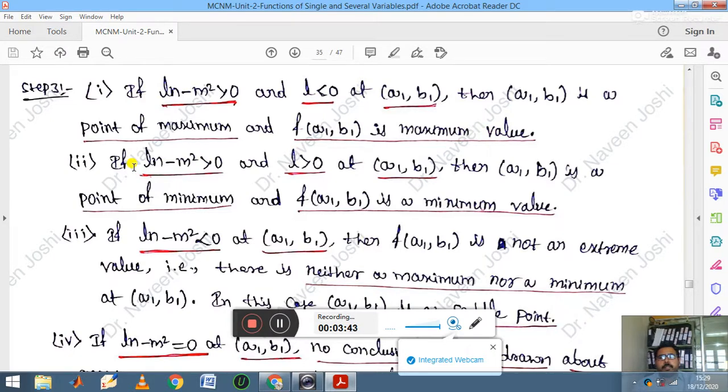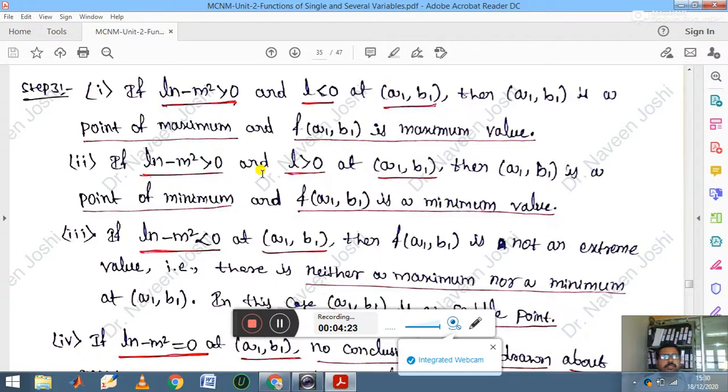Second, if ln minus m square is positive, that is greater than 0, and the l value is greater than 0. In the first case, ln minus m square is positive and l is negative. In the second case, ln minus m square is positive and l is also positive, plus and plus. In this case, the point (a1, b1) is a point of minimum or minima, and the corresponding functional value f(a1, b1) is a minimum value. So the first is the condition for maxima and maximum value.